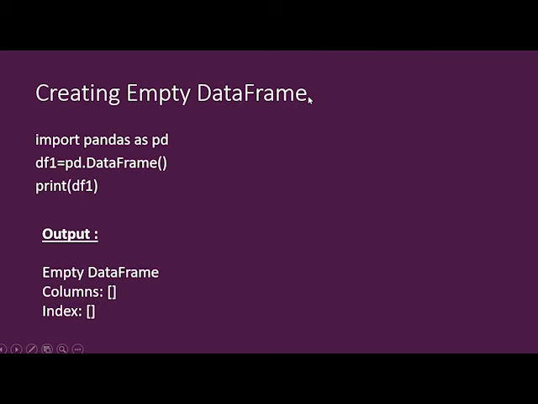Next is creating an empty data frame. How to create an empty series? We use the Series function to create the series and we don't pass anything to the Series function. Then it will be an empty series, right? Same for data frame. Data frame belongs to the Pandas library, so we have to import it first. Import pandas as pd. df1 equal to pd.DataFrame. Print df1. Now what will be the output? How will it be displayed?